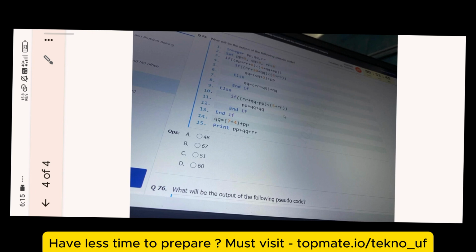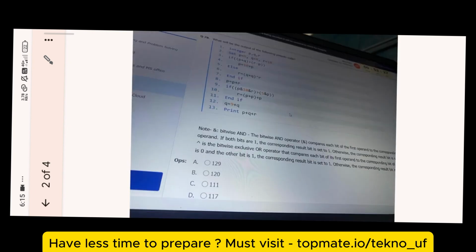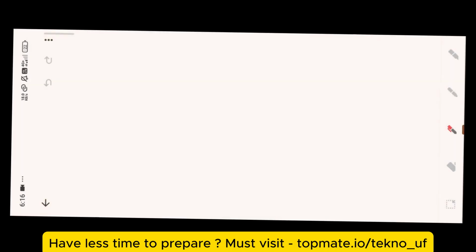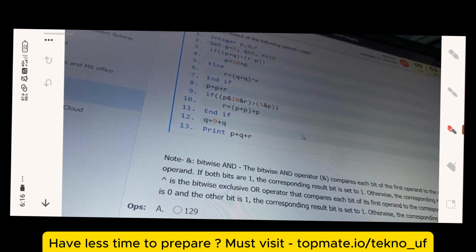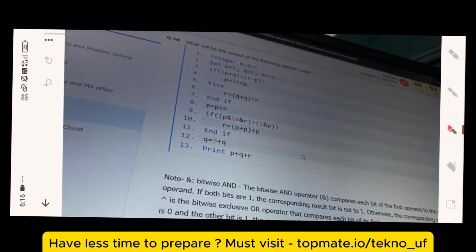So let me show you another type of problem. So in this problem, as you can see, p, q, r. So p is equal to 5, q is equal to 8, and r is equal to 10, and we are going to the if block. So let's see the solution. And if you know the bitwise AND operation, bitwise OR operation, and XOR operation, then this will be very much easier to solve any pseudocode problem. So let's go towards the solution.